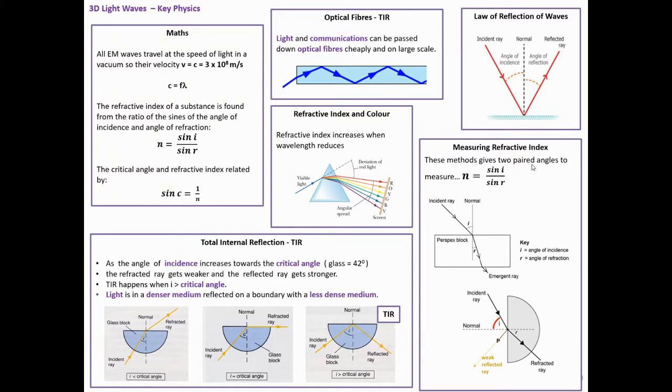We've got to be able to do methods that give a pair of angles, so like this one, and a pair of angles here, to work out the refractive index of a prism. You've got to be able to write a lengthy practical to do it. So there we go, 3D light waves introduced.